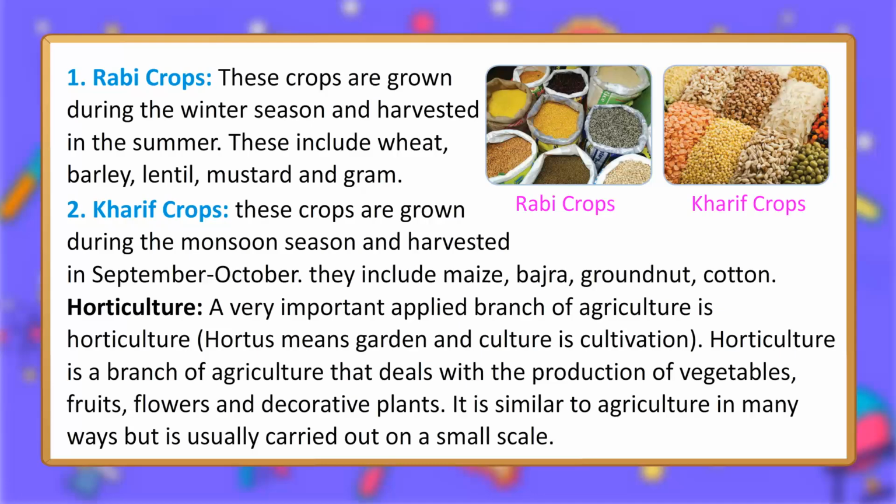Horticulture. A very important applied branch of agriculture is horticulture. Hortus means garden, and culture is cultivation. Horticulture is a branch of agriculture that deals with the production of vegetables, fruits, flowers and decorative plants. It is similar to agriculture in many ways but is usually carried out on a small scale. Rabi crops. Kharif crops.